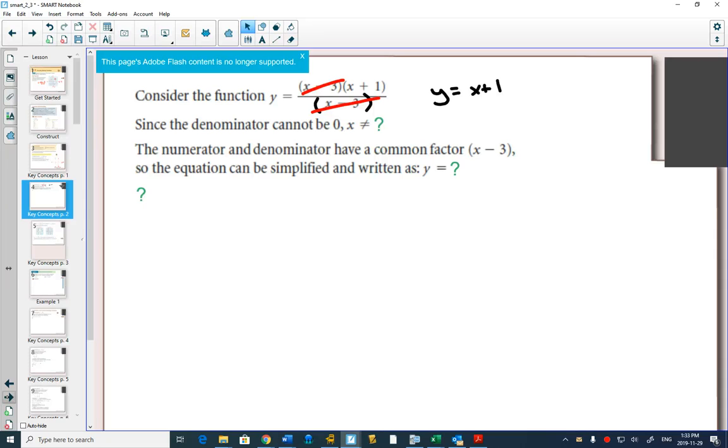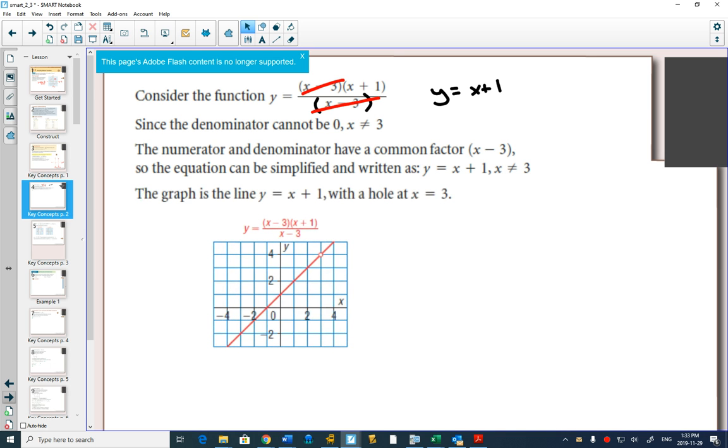The proper word is point of discontinuity, which takes like an hour to write out because it's so many letters. But if that shows up on your final exam, you know that point of discontinuity is the same thing as a hole. So our non-permissible value here is 3. And so we graph y equals x plus 1, and we have a hole when x is 3. To find the y coordinate of that hole, you just plug in 3 into your new equation. What's 3 plus 1? It's 4. So the coordinates of my hole are (3, 4).